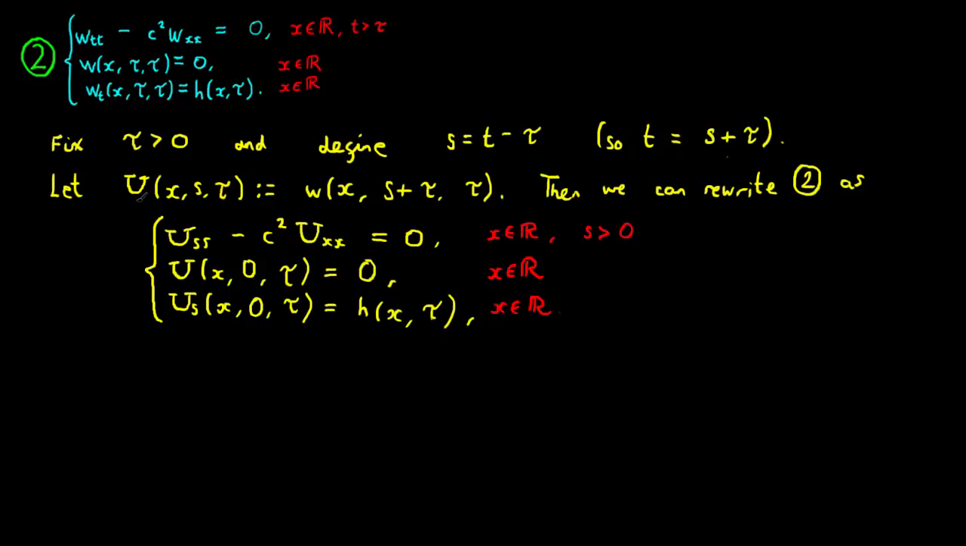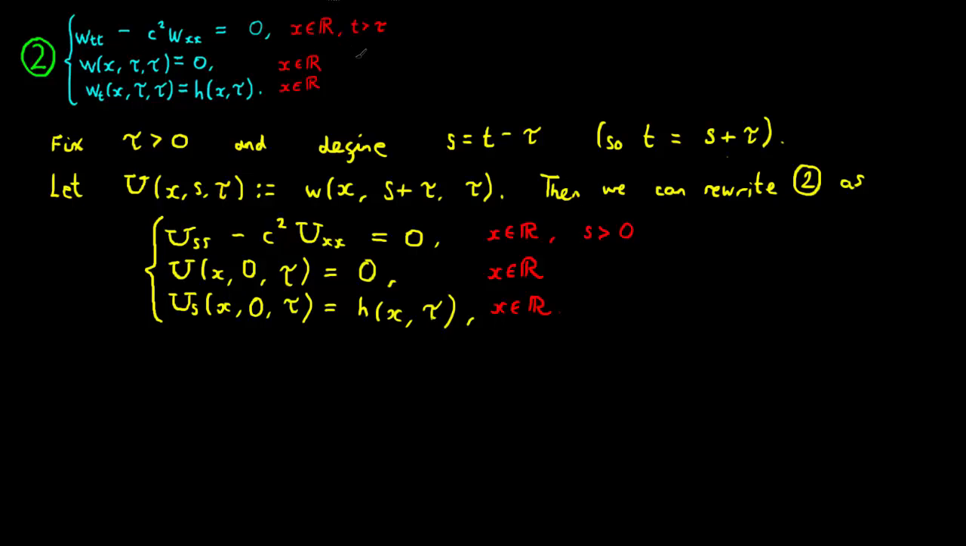And then if we define a new function uppercase U, which is going to be a function of x, s and tau, so this new kind of time-shifted time coordinate s, as being w of x, s plus tau, tau, then we can rewrite problem 2 in this form. So we have u_ss minus c squared u_xx is equal to 0. So this looks very similar, except we've got u's instead of w's, we've got s's instead of t's.